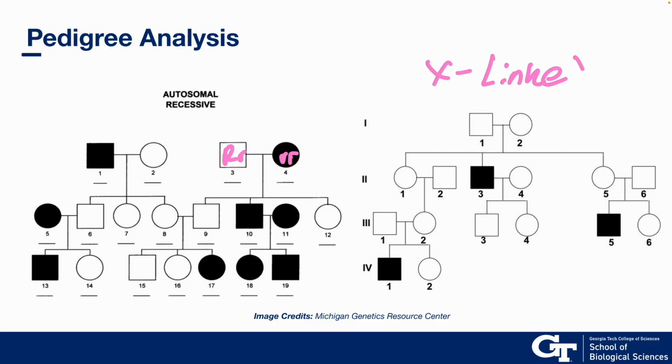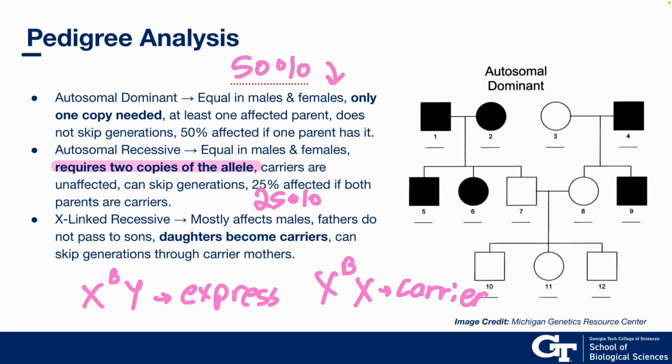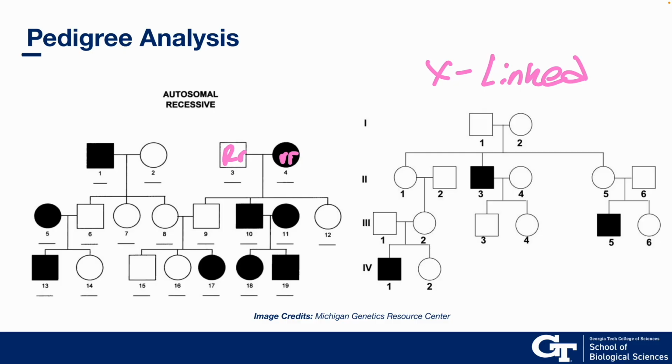And right here is X-linked. How do I know that? None of the daughters have it, only the males, which means that we must have a carrier, or this must have the bad allele, either one. You can kind of easily distinguish the differences between the pedigrees.